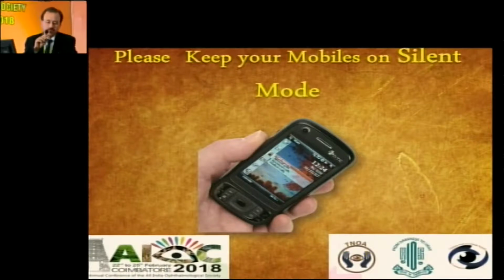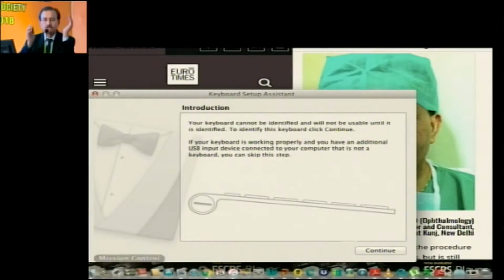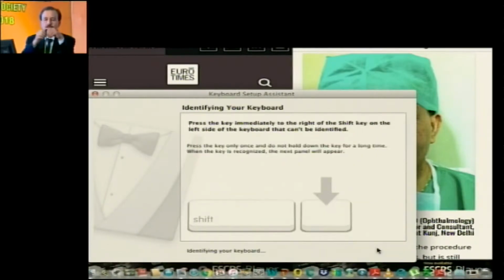See, the techniques we all have been using till now, what we try to do is we try to pull away the nucleus from the center.